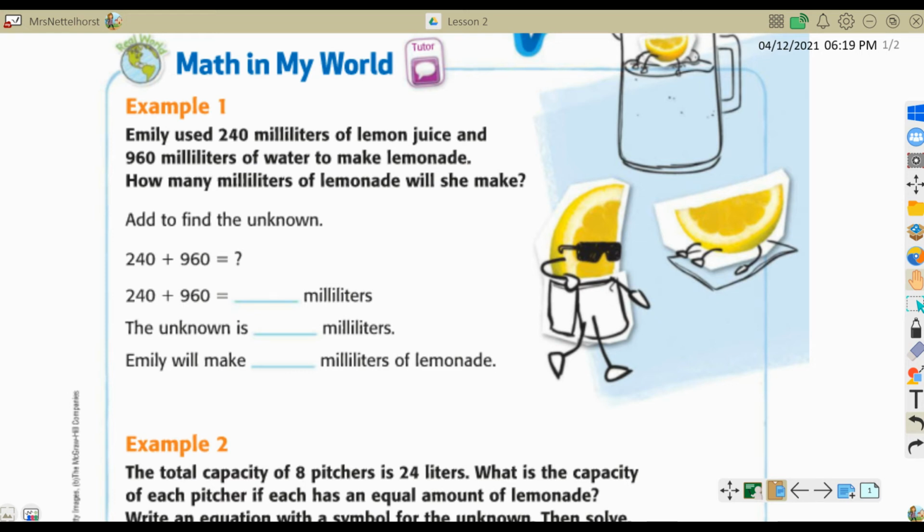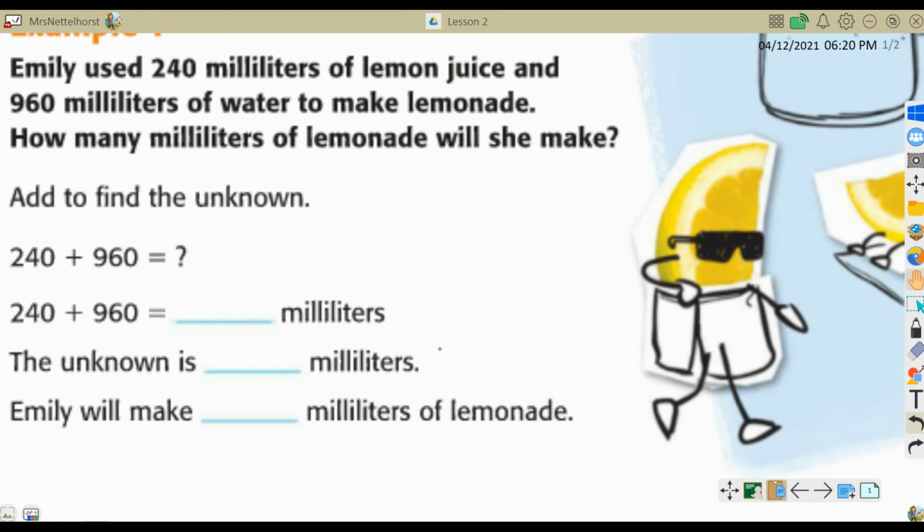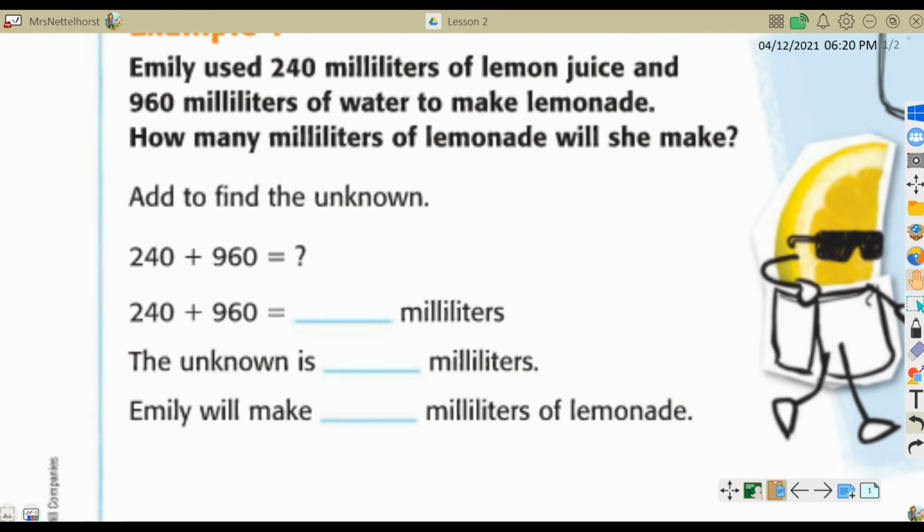You need more water than lemon juice, but you don't want too much more. So let's see what the question is. Emily used 240 milliliters of lemon juice and 960 milliliters of water to make lemonade. How many milliliters of lemonade will she make? So if we are adding water and lemon juice to each other in order to find out how many milliliters that is, we know we're going to need to add. Like they said here, we're going to add to find the unknown. So 240 plus 960. The unknown is what that total is. So 240 plus 960 equals how many milliliters?